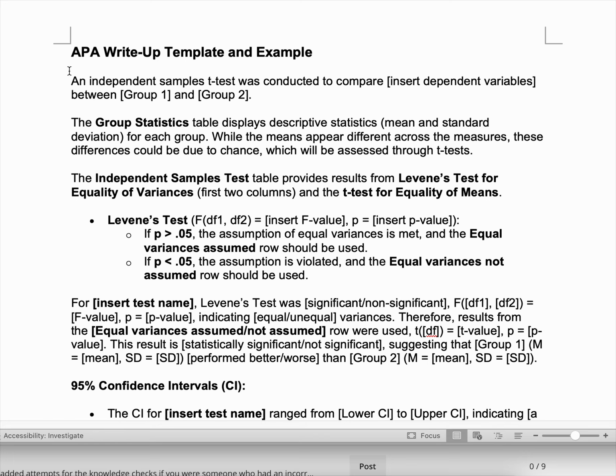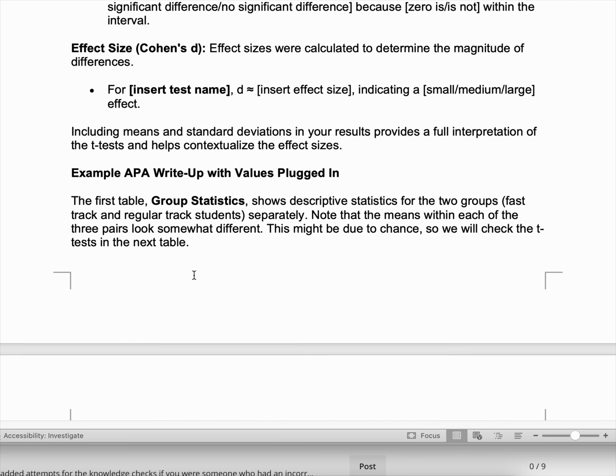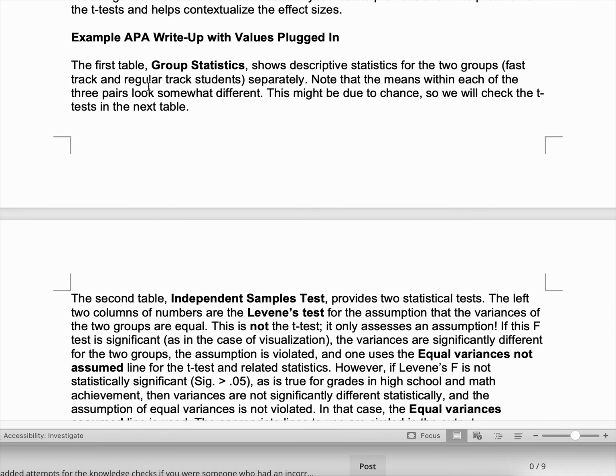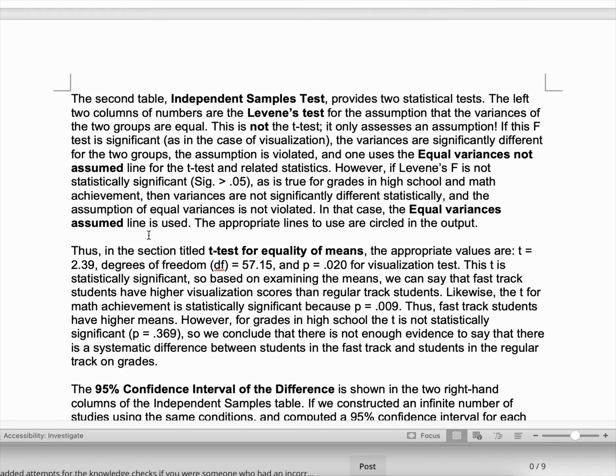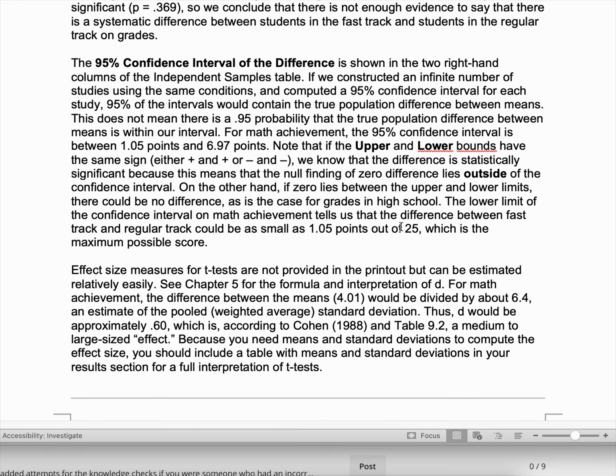Then you're going to use this template and you're going to use your output tables and you are going to replace the brackets with what you find in the output tables. What I have also done is I have included an APA write-up that gives you exactly what this should look like based on the numbers within the table that I gave you.